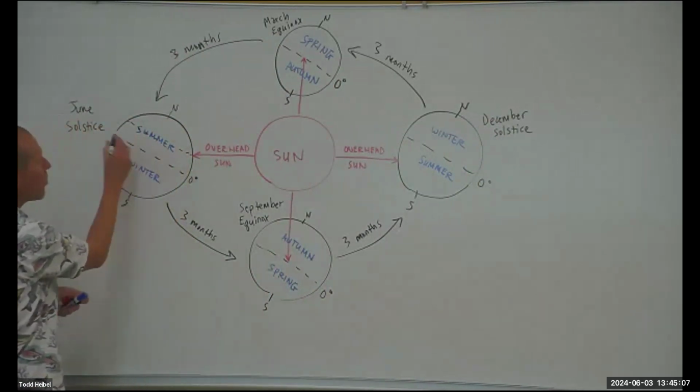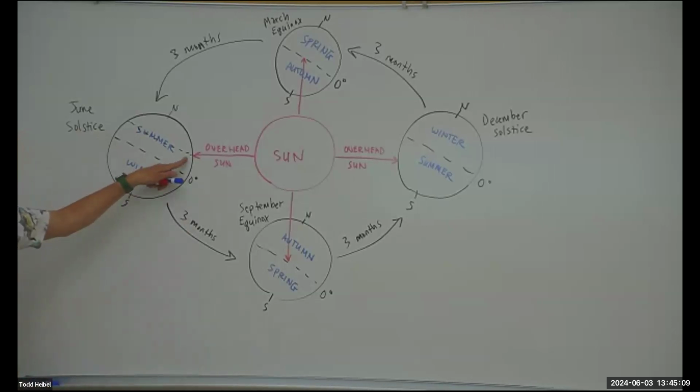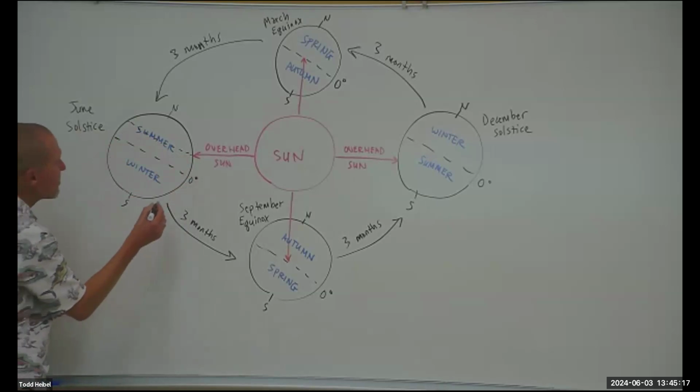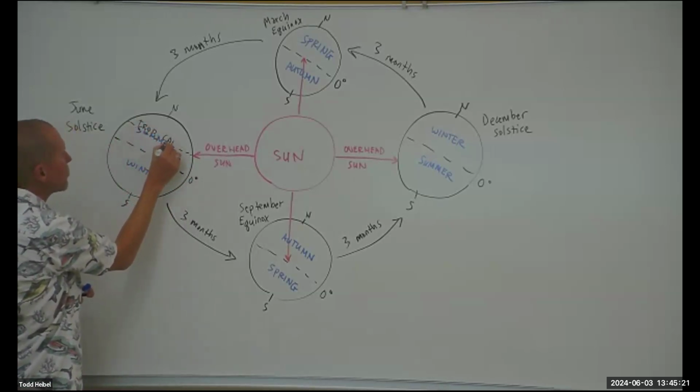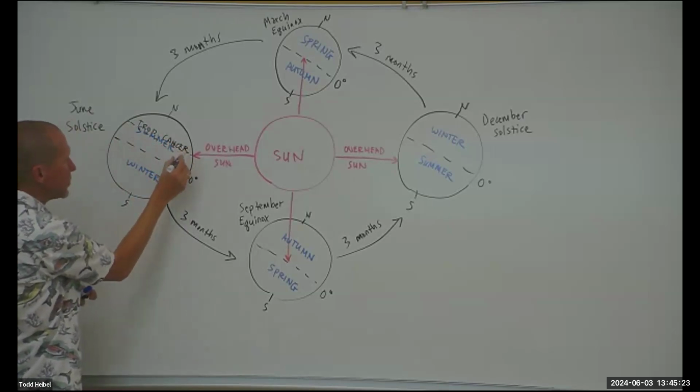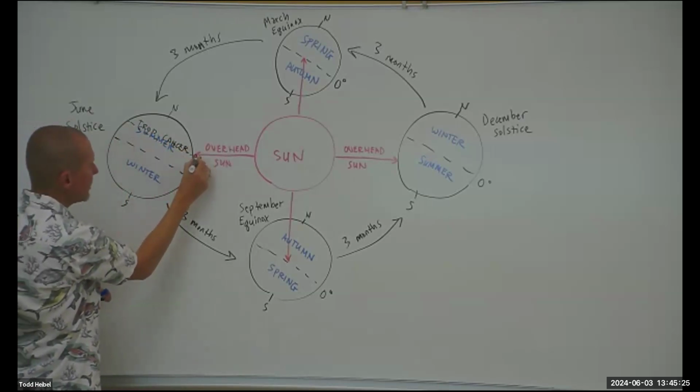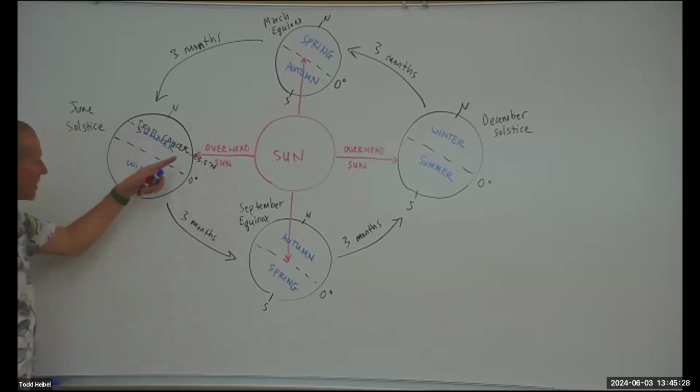Which important latitude did we say was receiving the overhead sun, the most direct insolation from the sun at the June solstice? Which one is that again? Great, that's our Tropic of Cancer. That's going to be 23.5 degrees north. 23.5 degrees north receives the overhead sun, the maximum amount of the sun's energy at the June solstice.